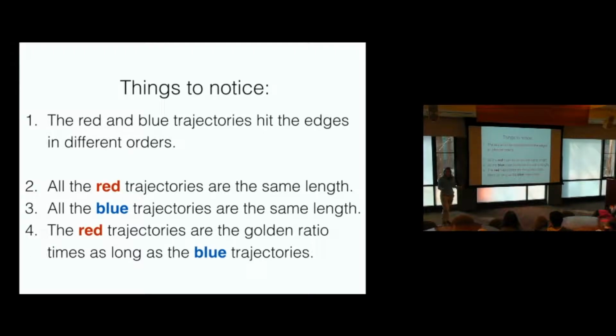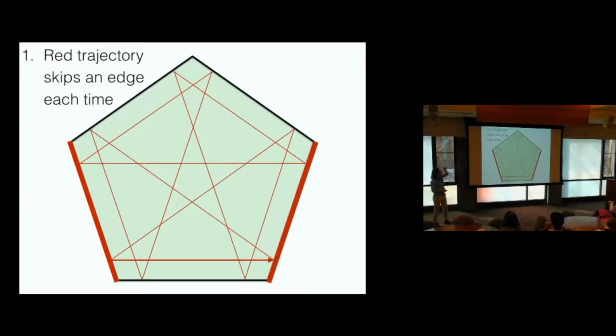So these are some things we can talk about. First, let's talk about the order. The red trajectory actually skips an edge every time. If we start on this left edge, we go over to that right edge, and we totally skip the bottom. And if you keep track of where it goes, it goes across again, and each time it skips one edge. It never goes to the very next edge.